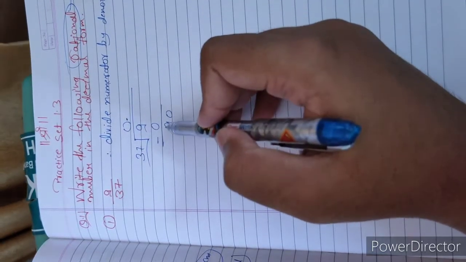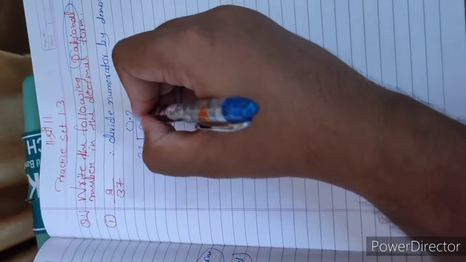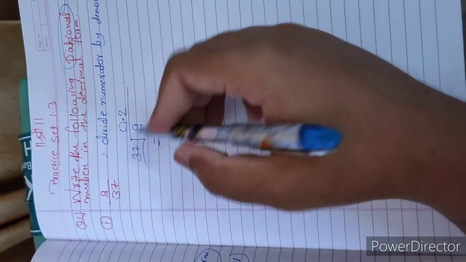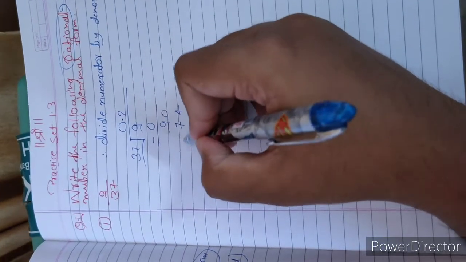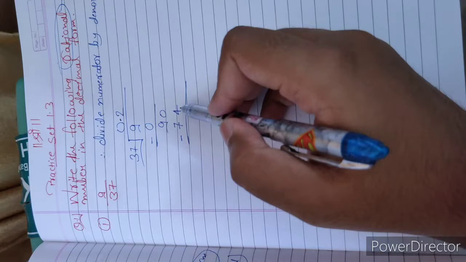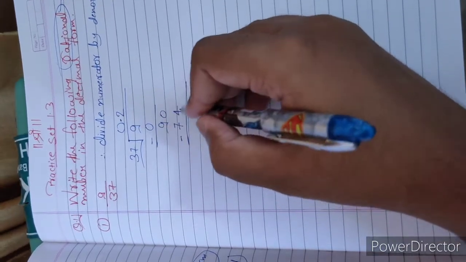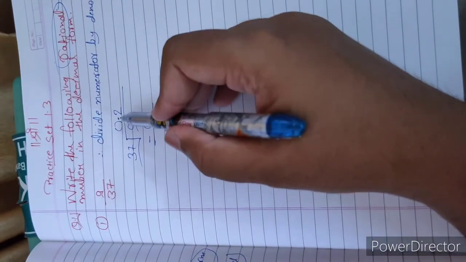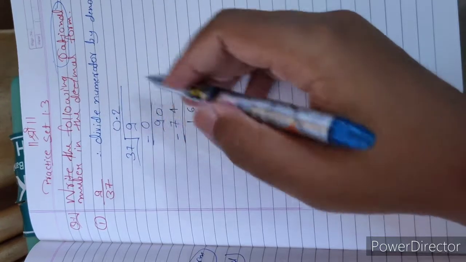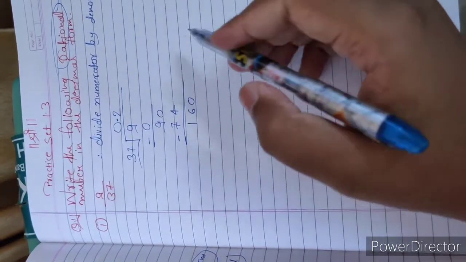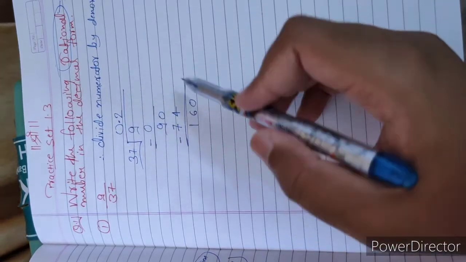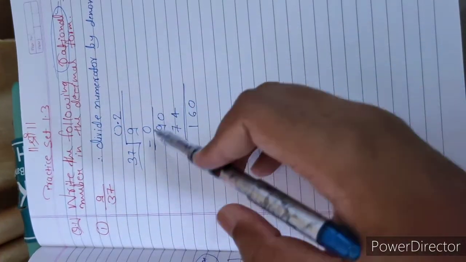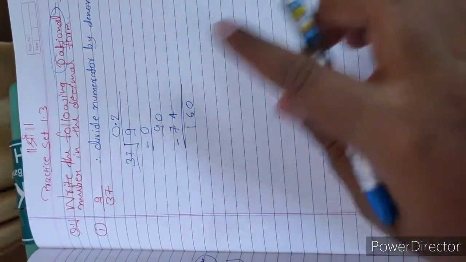Now, 37, which table will we write? 37 twos are, 2 sevens are 14, 4 carry 1, 2 threes are 6, 6 plus 1 is 7. So 37 twos are 74. 90 minus 74, how much is this? 10 minus 4 is 6, and 8 minus 7 is 1. Since we have applied the decimal, we can put 0 again. If we do not apply the decimal, we can't take 0. If we have applied the decimal, then in every step we can apply 0 if it is necessary.